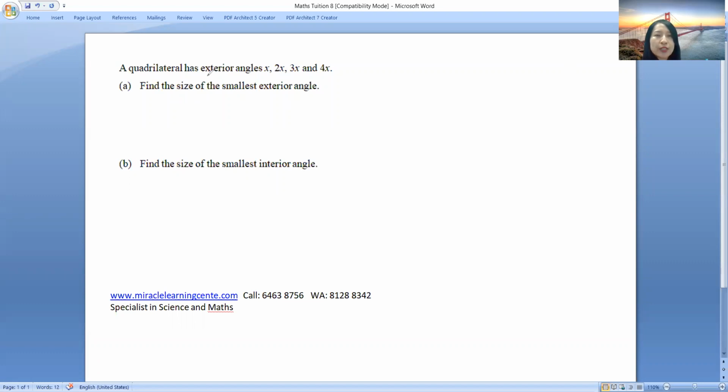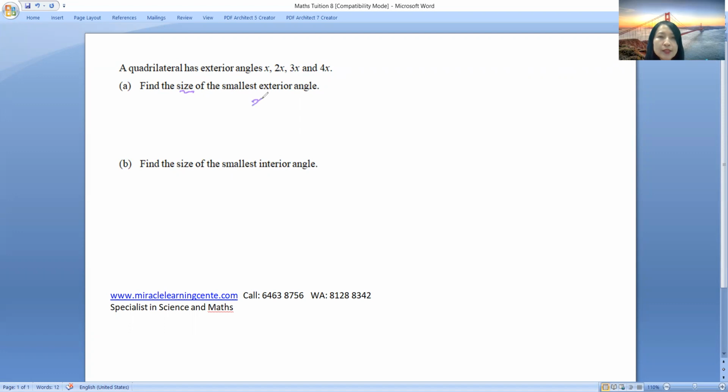A quadrilateral has exterior angles x, 2x, 3x, and 4x. Find the size of the smallest exterior angle. So we know that the total of the exterior angles is 360 degrees. So we'll add up all these angles and equate them to 360 degrees.